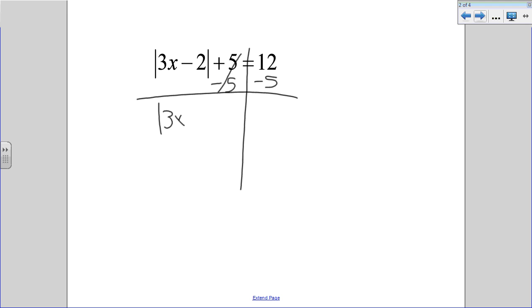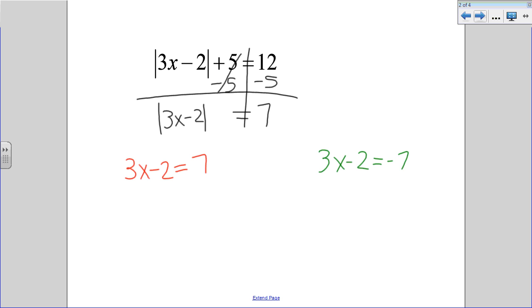Now I've got the absolute value. Notice, ladies and gentlemen, I haven't gotten rid of the absolute value. I only lose my absolute value when I'm writing my two equations. So while you're still isolating that absolute value, you still need to keep those brackets around there. So now what I'm going to do is take what's inside that absolute value and write my two equations. I'm going to take 3x minus 2 is equal to positive 7. I'm going to take 3x minus 2 and set it equal to negative 7.